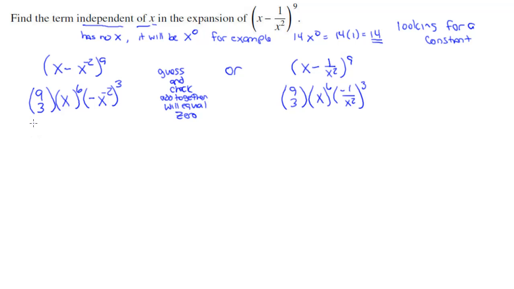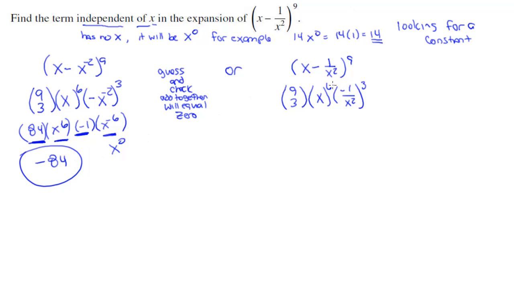If we do 9 combination 3, 9 choose 3, we're going to get 84. And this is obviously going to be x to the 6th power. Then it's going to be negative 1, because negative 1 to the 3rd is negative 1. And then negative 2 to the 3rd is negative 6. I can multiply negative 1 times 84. And then you see that the x to the 6 and the x to the negative 6 will cancel out to 0, giving me negative 84.